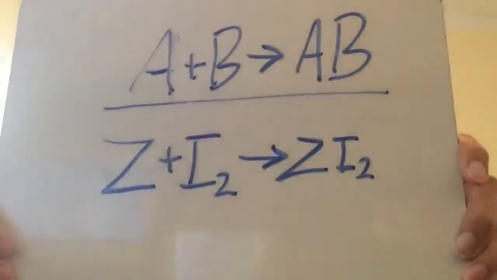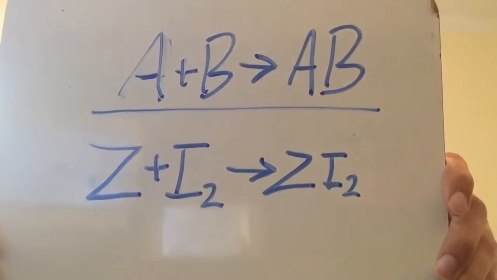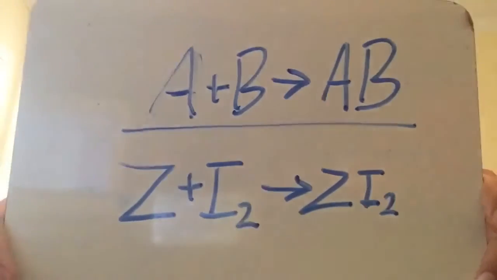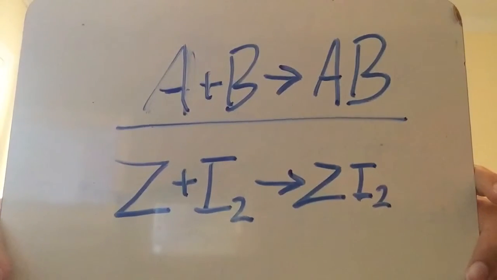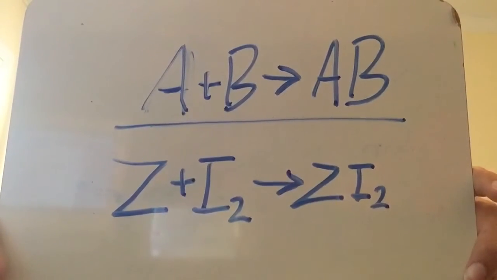The next thing I'll be talking about is the types of chemical reactions. The first type is a synthesis reaction. A synthesis reaction is the combining of two elements into one compound. An example of this would be A plus B yields AB. And a real life example would be zinc plus iodine yields zinc iodide.